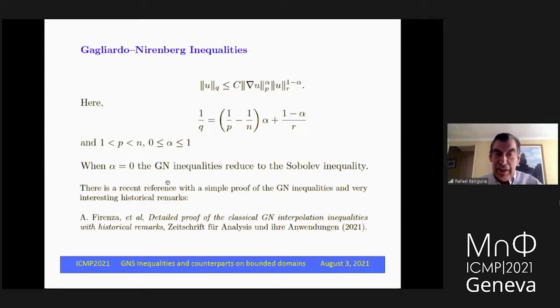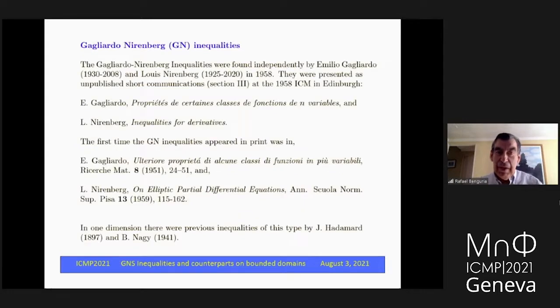Earlier this year, there was a very nice review of the Gagliardo-Nirenberg inequalities and their history, published in the Journal of Mathematical Analysis and Applications. They were first introduced at the 1958 International Congress of Mathematicians in Edinburgh. It was a serendipity that both Gagliardo and Nirenberg were presenting in the same session, and they presented two talks introducing these inequalities. The first publications on them came later; there is a misprint here, it's 59, sorry. Gagliardo and Nirenberg published the results they presented in Edinburgh. And in one dimension, there were previous inequalities of this type by Hadamard at the end of the 19th century, and Bellman in 1941.